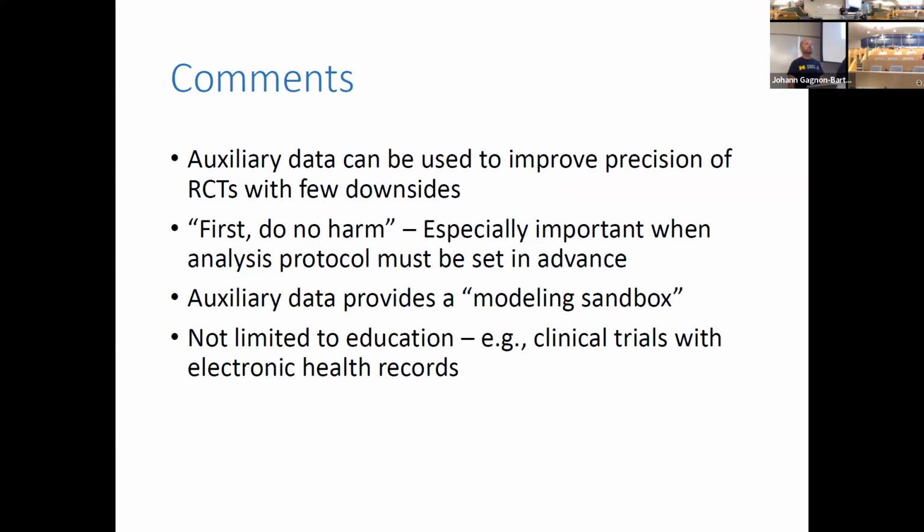Okay, but there are assumptions that you need to hold in order to improve the precision. To improve the precision, you need to have a mean squared error of your predictions that is less than the mean squared error that you would get by mean imputation.